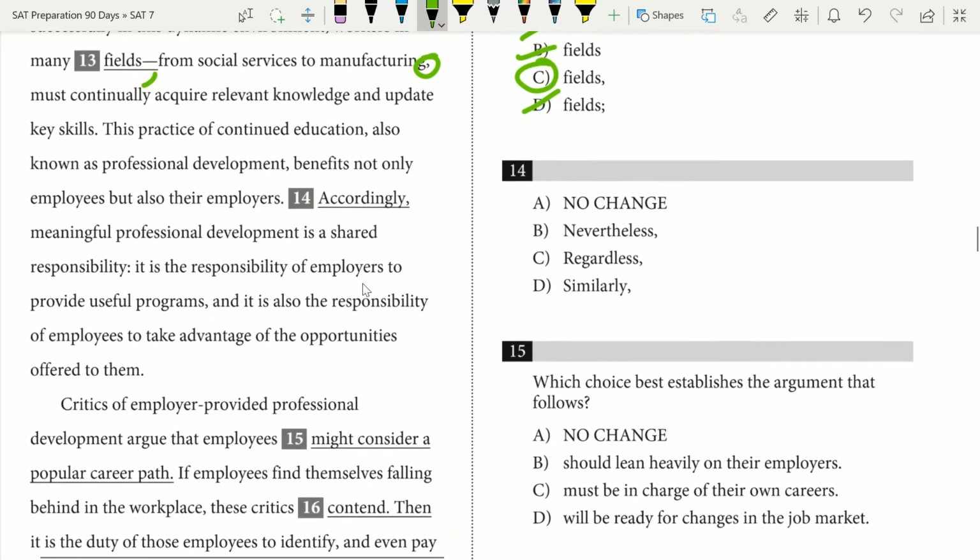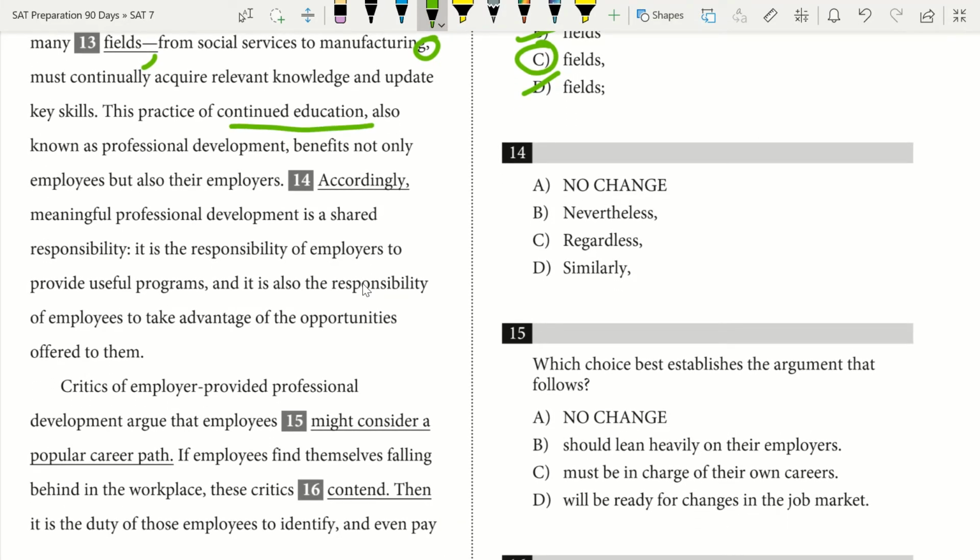Okay, 14, we've got "this practice of continued education, also known as professional development, benefits not only employees but also their employers." Okay, I have a transition word here.